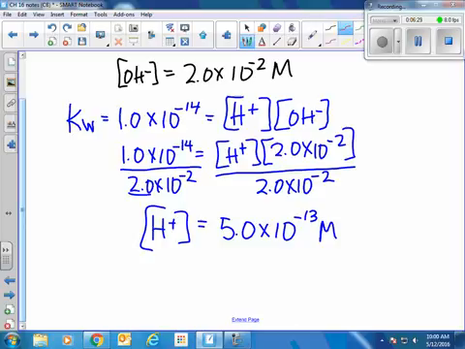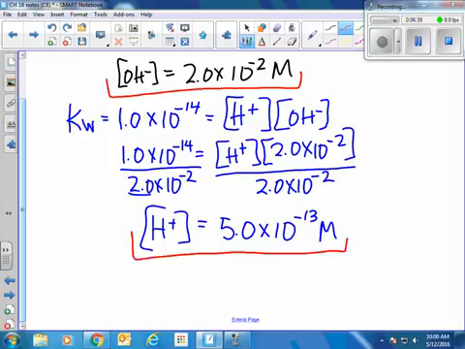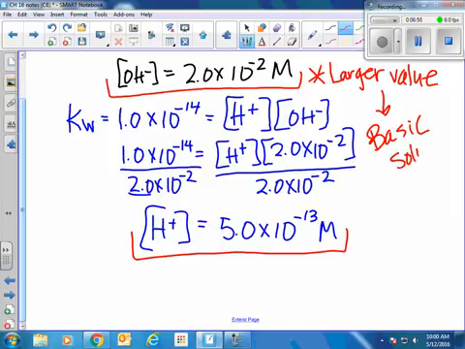Now, to answer if it's an acid or a base, I'm going to take a look and pay attention to, for my basic substance of OH, I have 2.0 times 10 to the negative second. For my hydrogen, which is an acid, 5.0 times 10 to the negative 13th. This is a much larger number. All right, so this is a much larger value. So this is going to make it a basic solution. If this would have been a larger number, then it would have been acidic because we associate the hydrogen ion with acids.